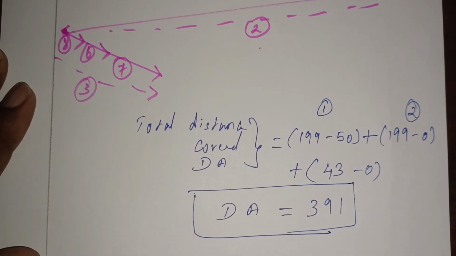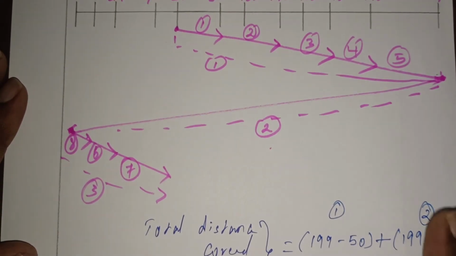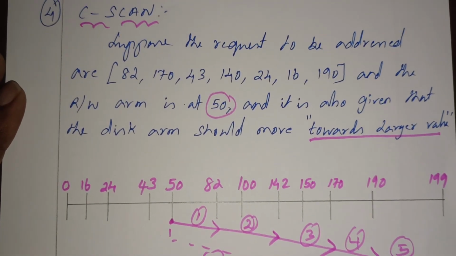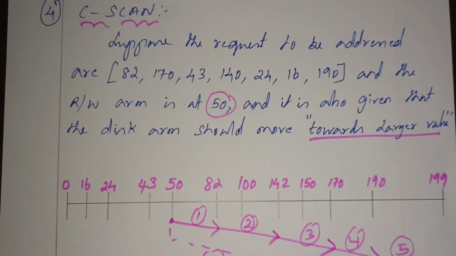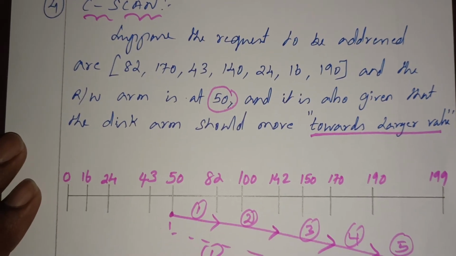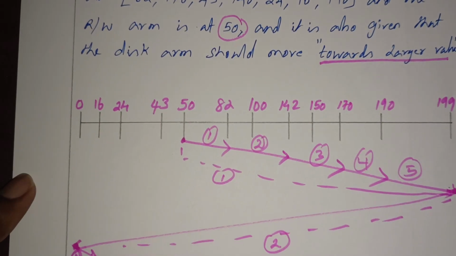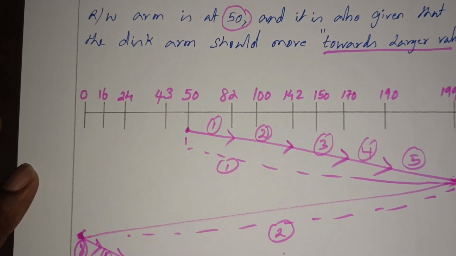So this is the position. I hope you understand how C-SCAN is actually working. C-SCAN is proposed as an option between SCAN and C-SCAN. Whichever scan gives higher throughput will be taken into the operating system, which gives much more effective efficiency.